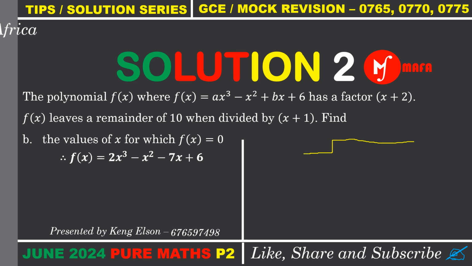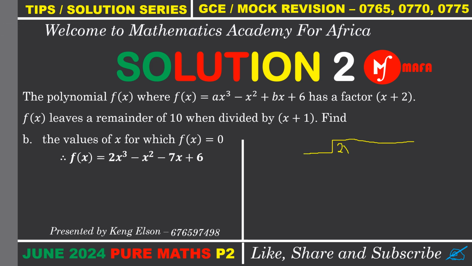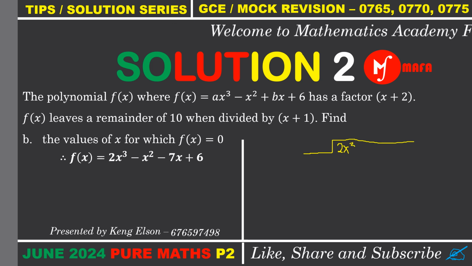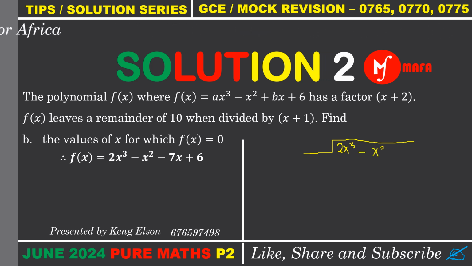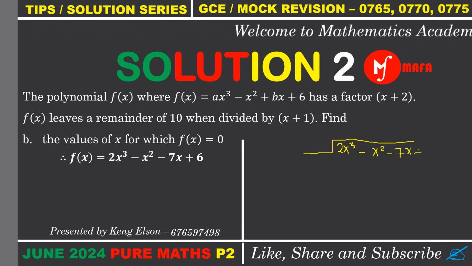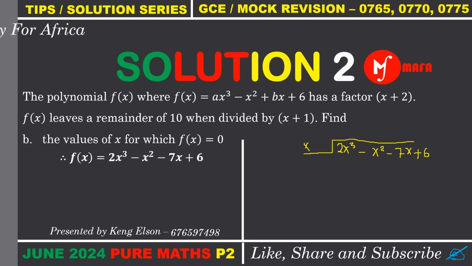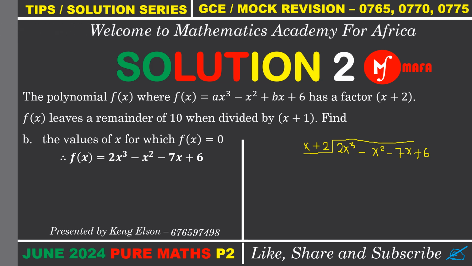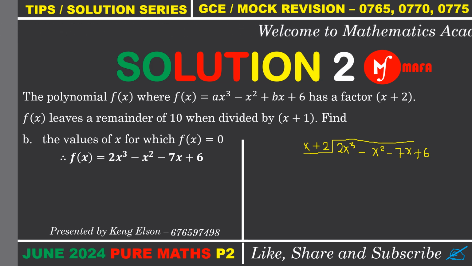So I'm going to write it because I did not type it. So I have 2x cubed minus x squared minus 7x plus 6. Now we need to divide it by x plus 2. Because that's a factor, the remainder must be 0. Now let's start our division process.